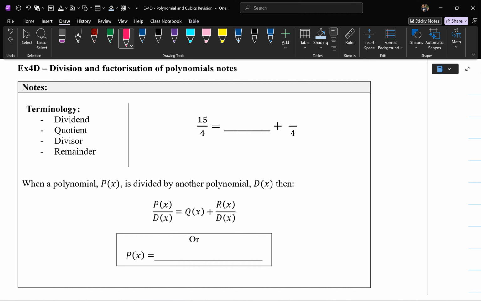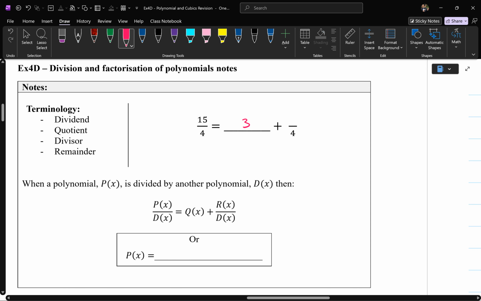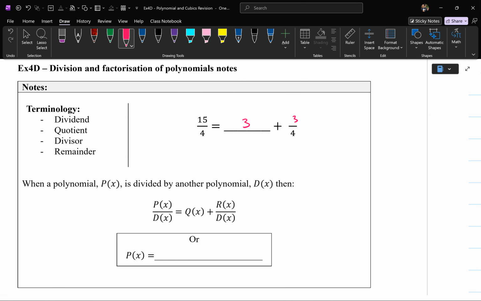Can our players have... Let's go with Ewan. Ewan, how many 4s fit in 15 nicely? 3. Remainder? 3. This tells you the whole, but we call that the quotient. This is clearly the remainder. Anyone know what these two are called? They both start with D.